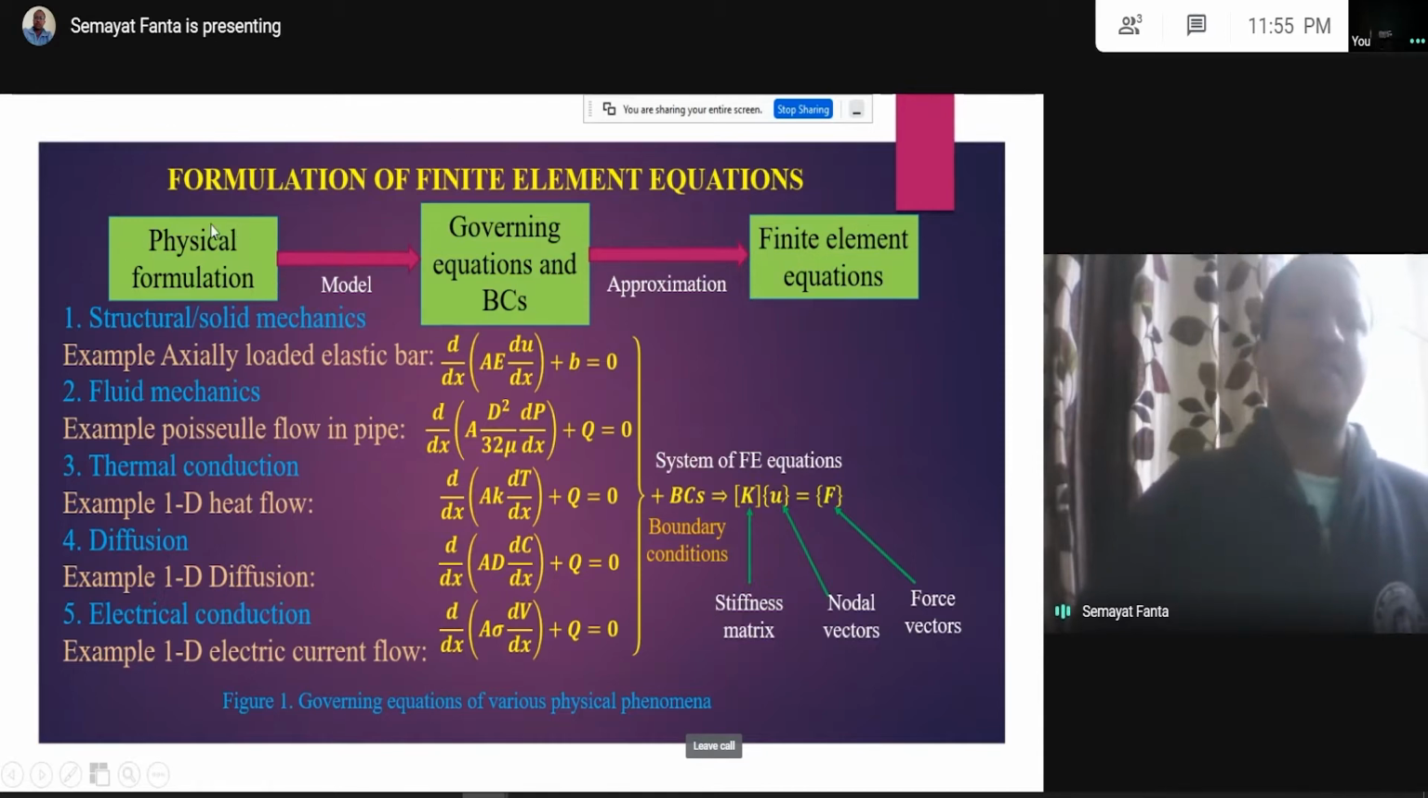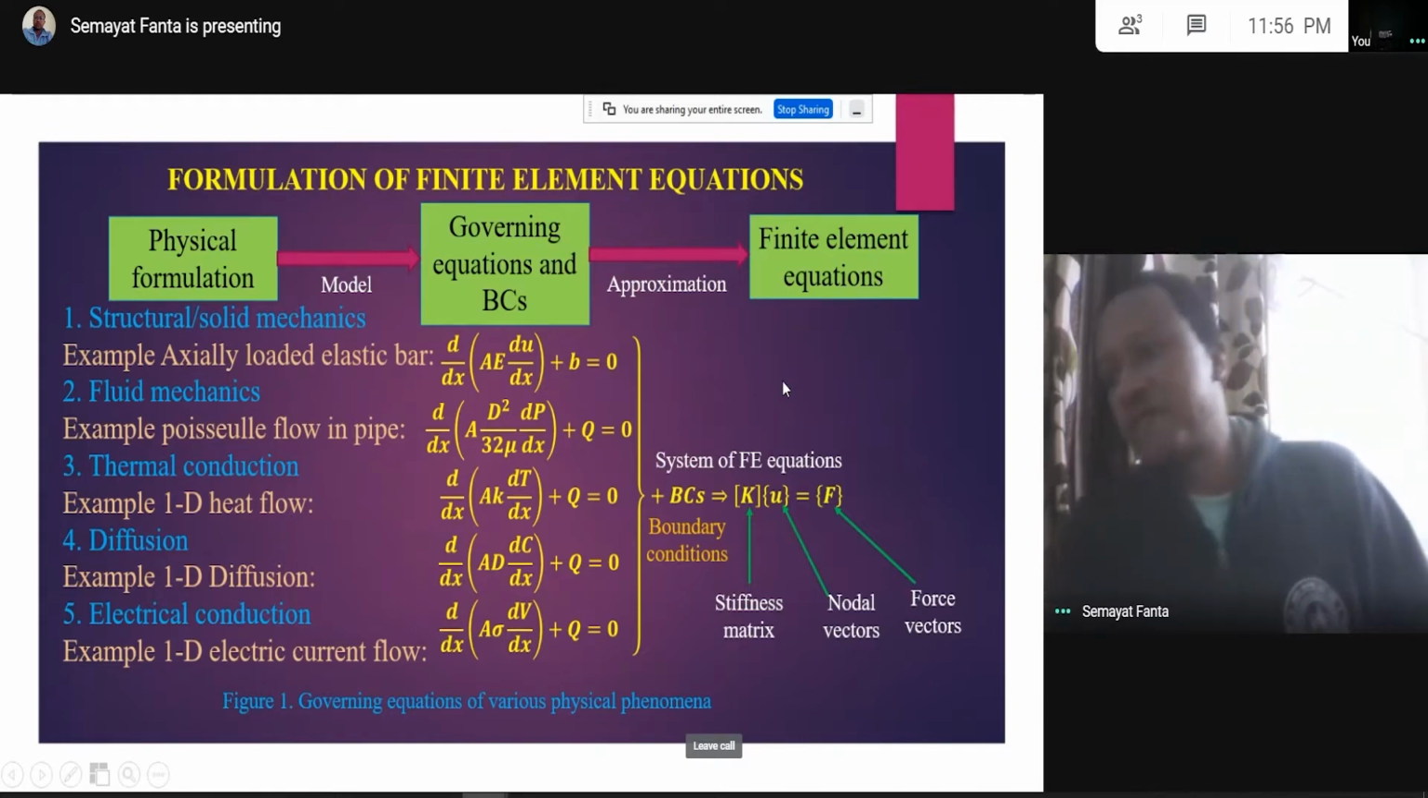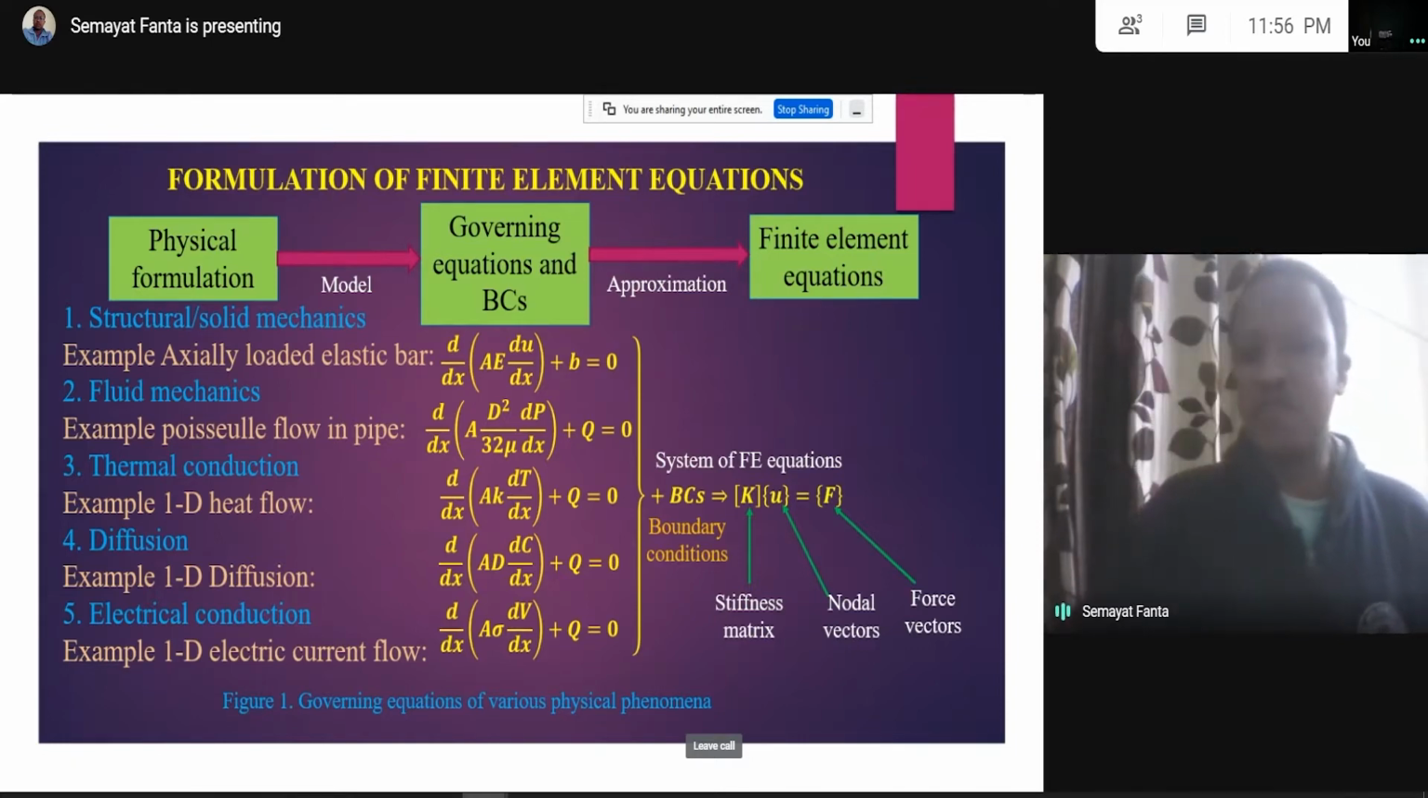So the physical object will be identified, and then that will be converted into some differential equation form, or it can be an eigenvalue problem type. So then after applying the boundaries and formulating the equations, we'll go to the finite element equations, which can be solved either analytically or using some mathematical tools.